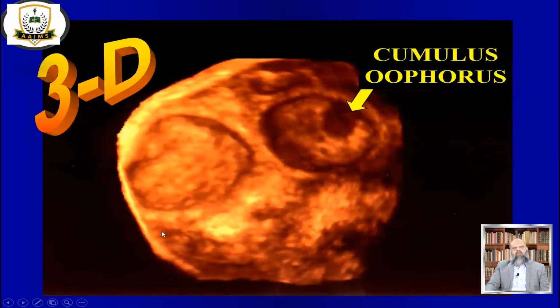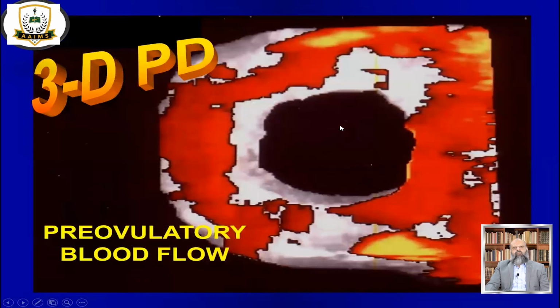This is 3D of an ovary with multiple follicles. This is the cumulus oophorus. Pre-ovulatory blood flow again with 3D and power Doppler. Here is the flow pattern of the vessel.